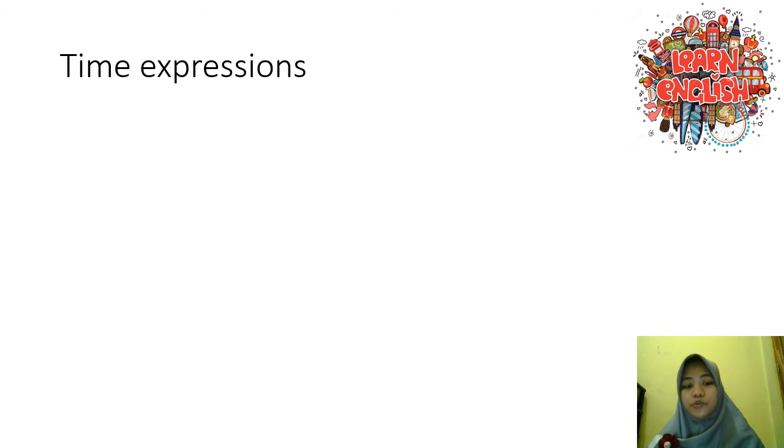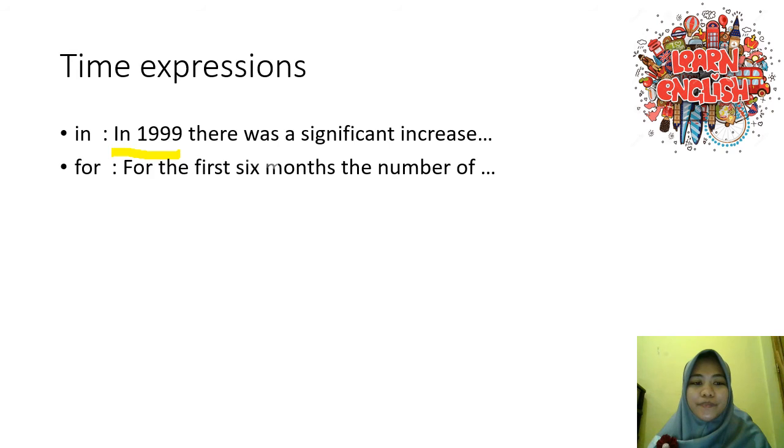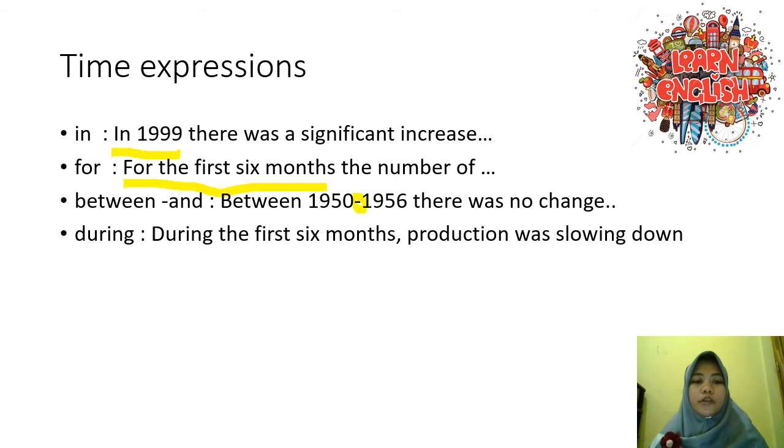Better you use verbs like "shows." Then about the time expressions, you can have this one simply: in 1999 there was a significant increase of blah blah blah. For the first 6 months, right? Then again, between blah blah and blah blah blah, or you can simply use like this. This is for the time expressions. You can say during the first 6 months, right?